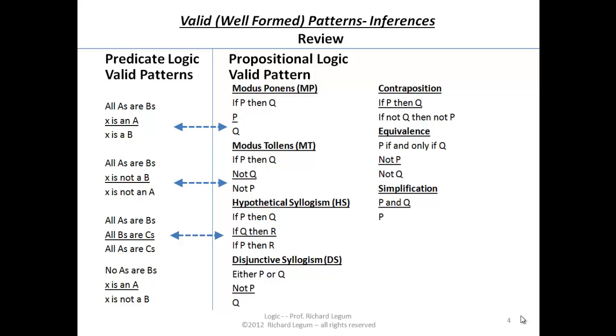Now there were a couple of other inferences that we see on the page. No A's are B's, X is an A, therefore X is not a B. That was a good one. We went over disjunctive syllogism: either one thing is true or the other, one isn't true, therefore the other. And there were a few others.